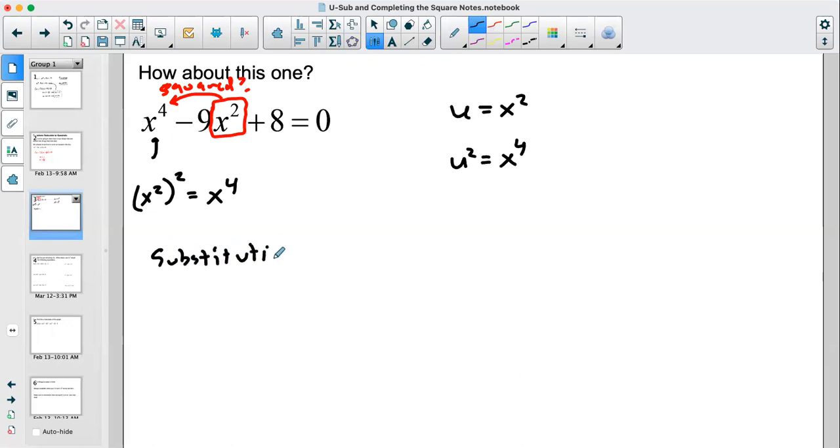Substitution. So instead of x to the fourth here, I can write u squared now. I'm going to circle them both in green so you can see what I'm doing. u squared equals x to the fourth, and there's an x to the fourth right here. So instead of x to the fourth here, I can write u squared.